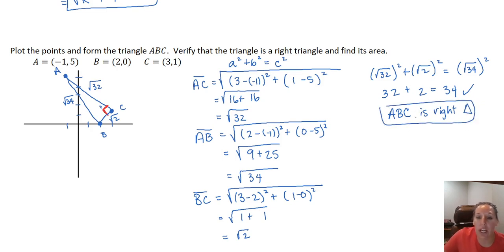Now let's find the area. Remember, the area of a triangle is 1/2 base times height, and our base here could be either of the two sides that make up our right triangle, and our height is the other one. So we get 1/2 times the square root of 2 times the square root of 32.